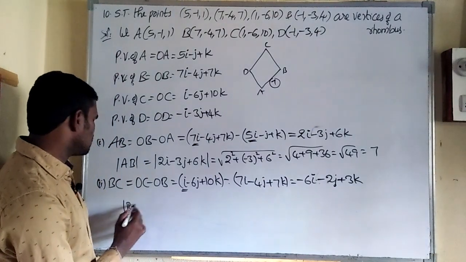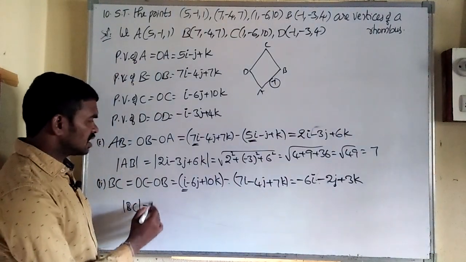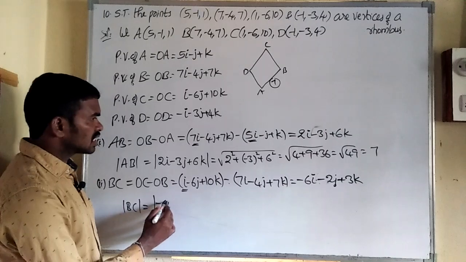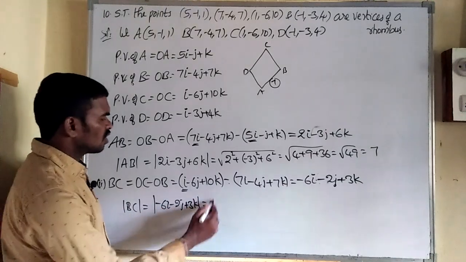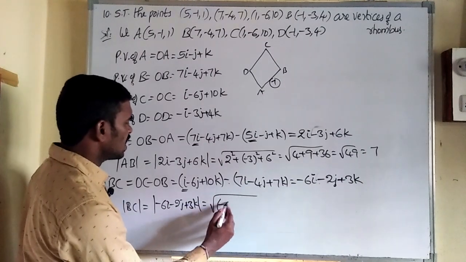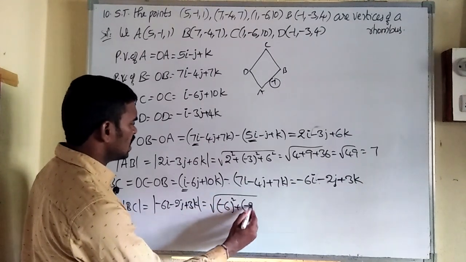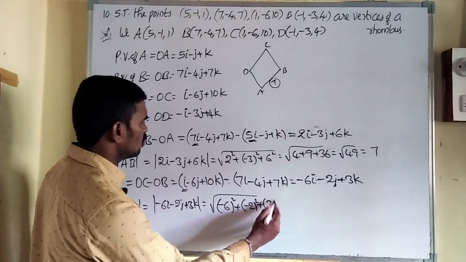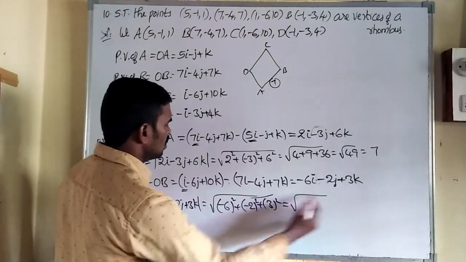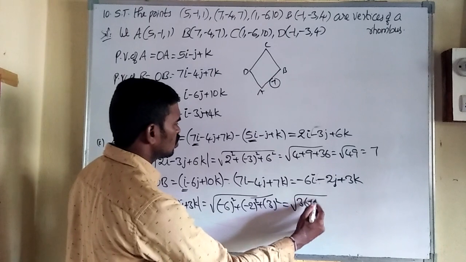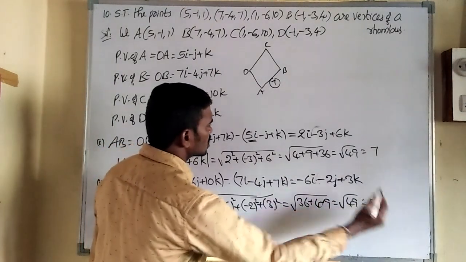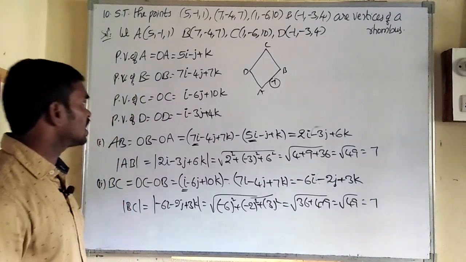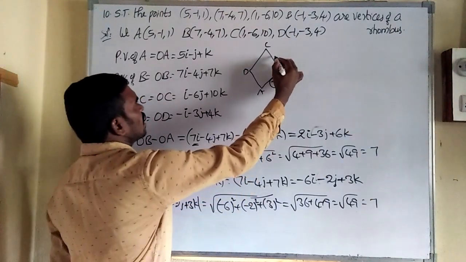The length of BC, modulus BC, is equal to the modulus of minus 6i minus 2j plus 3k, which is the root of minus 6 whole square plus minus 2 whole square plus 3 whole square. Minus 6 whole square means 36, 2 whole square means 4, 3 whole square means 9, which is root 49, equal to 7. We got the second side BC also 7.